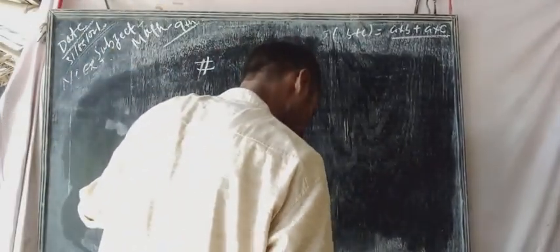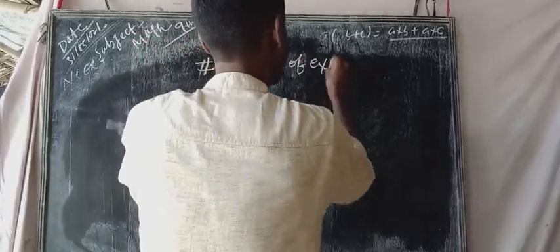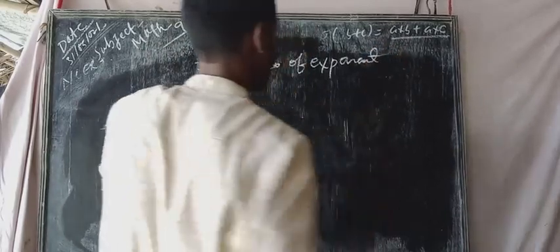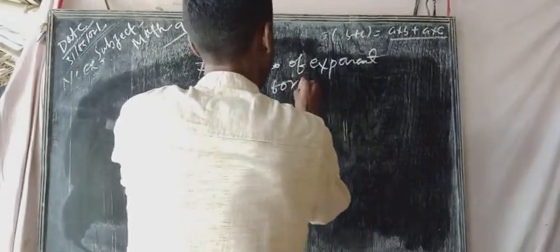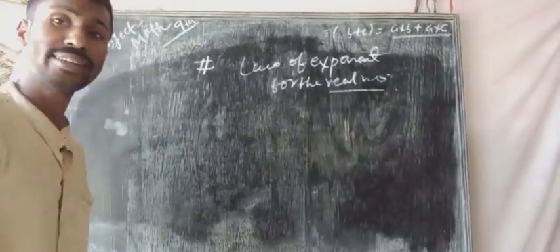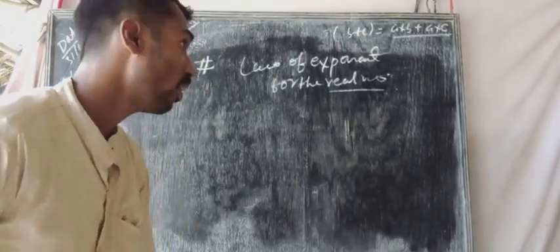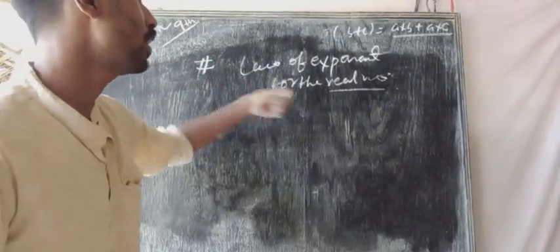The topic is laws of exponent for the real number. That means real number, that means 1, 2, 3, 4, 5, any number. That means सभी numbers जैसे odd, even, integer, उसके बाद natural, irrational, prime, co-prime, all these numbers are real numbers. So basically laws of exponent for real numbers.